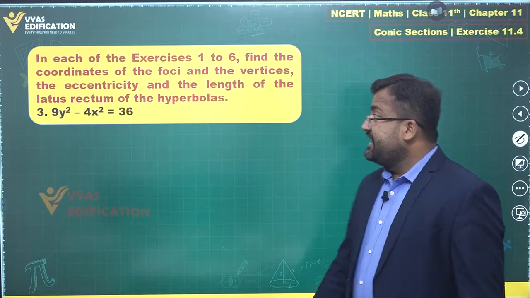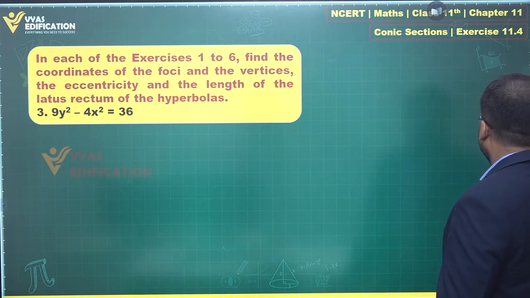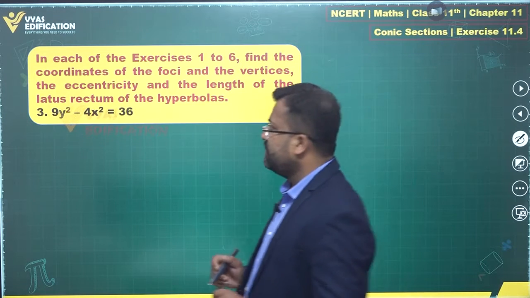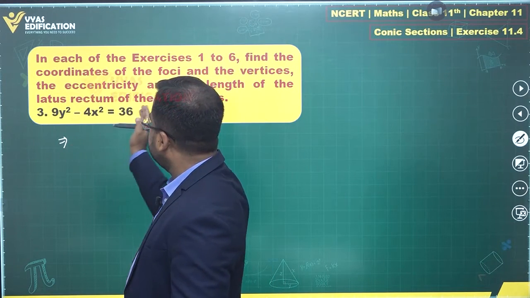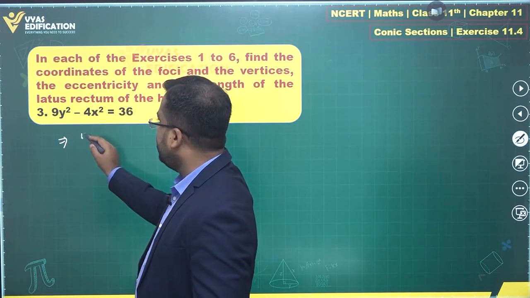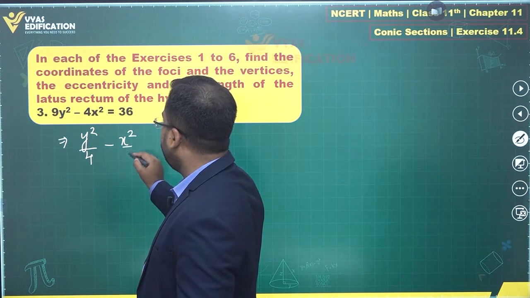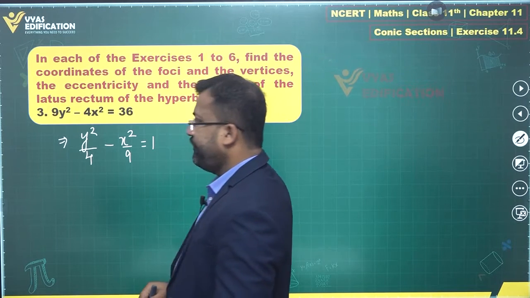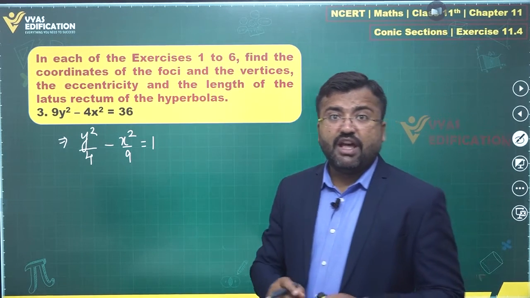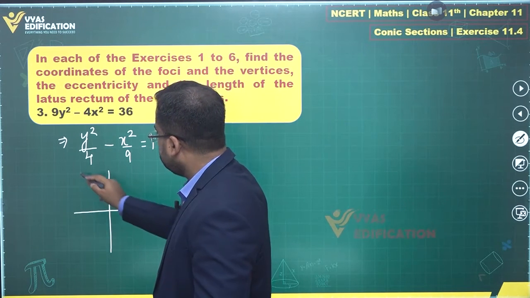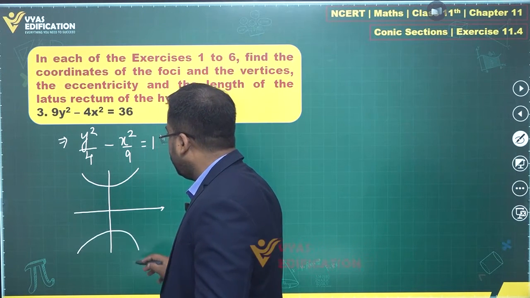The next question says you have 9y square minus 4x square equals 36. This is not written in the standard form. Let's rearrange first of all. We'll divide by 36 to make the right side 1. So what you'll get is y square upon 4 minus x square upon 9 is equal to 1. This particular hyperbola has its transverse axis along the y-axis.